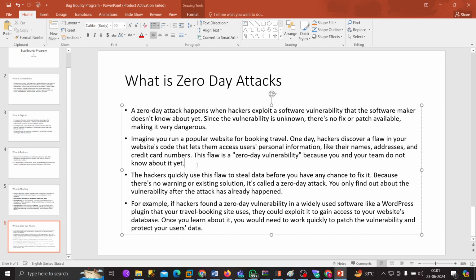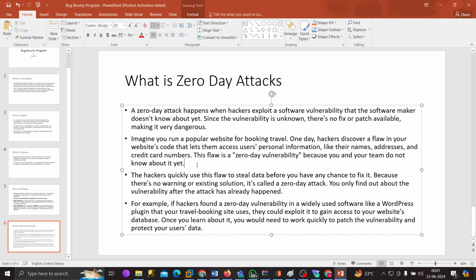If you take a real-time example, suppose you are running a booking or a retail website, right? And one day, I'm a hacker, so I may discover one flaw in your website code or source code, and that will give me access to users' personal information, like their names, addresses, credit card numbers, or anything. And as this flaw is a zero-day vulnerability and you do not have any idea about it, and your team does not either, that makes it very, very dangerous.